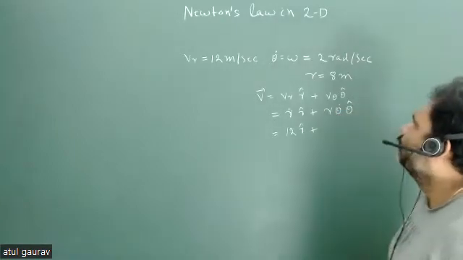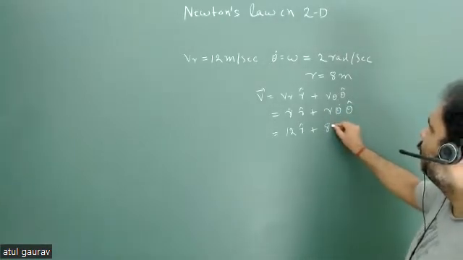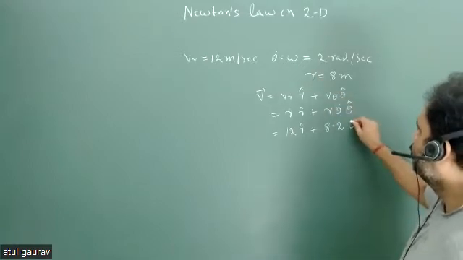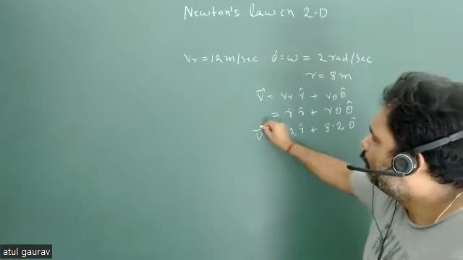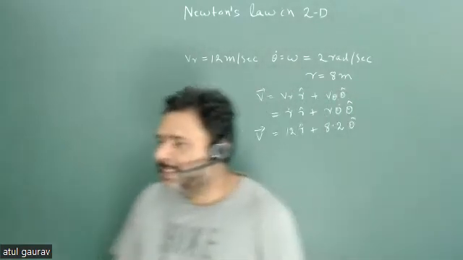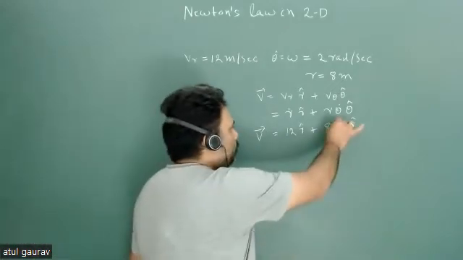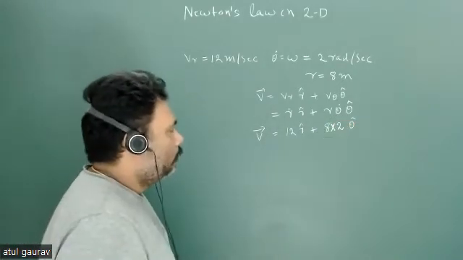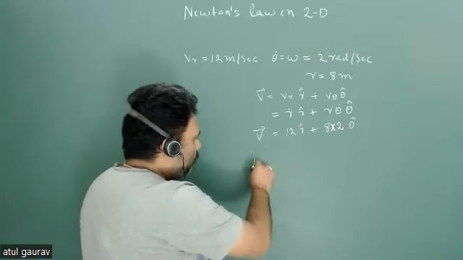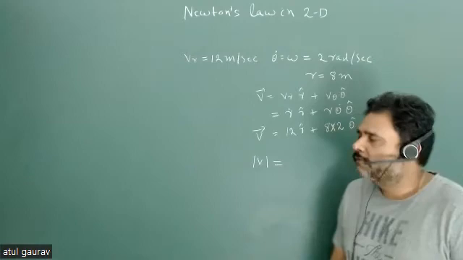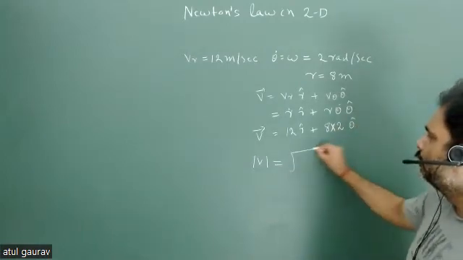And what will be this value? This value is 8 into 2, theta dot is nothing but omega, in theta cap direction. But we have to calculate the instantaneous speed. This is velocity. So we have to go for the magnitude part.